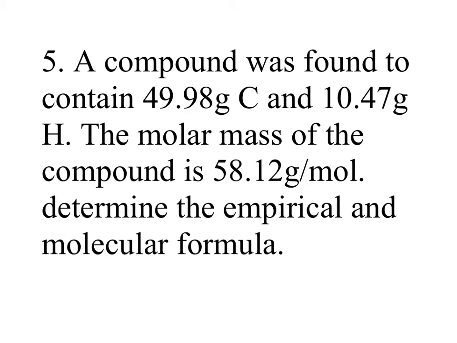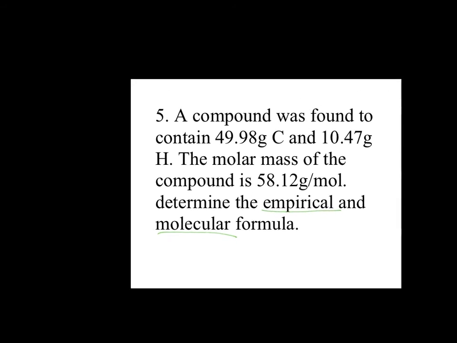Okay, number 5. A compound was found to contain 49.98 grams of carbon and 10.47 grams of hydrogen. The molar mass of the compound is 58.12 grams per mole. Determine the empirical and molecular formulas. So empirical and molecular formula for this. So there's 2 parts to this problem. We're going to start off by doing the empirical formula the same way that we did the last couple of them.